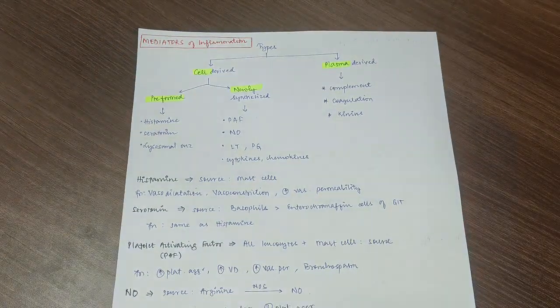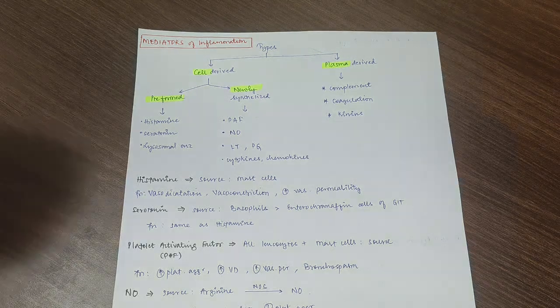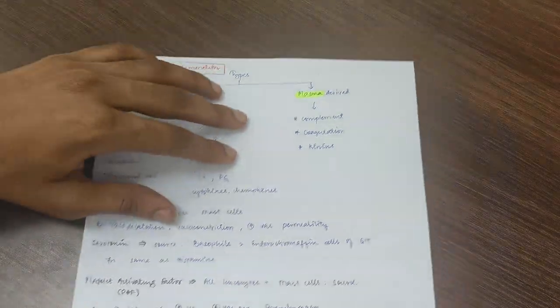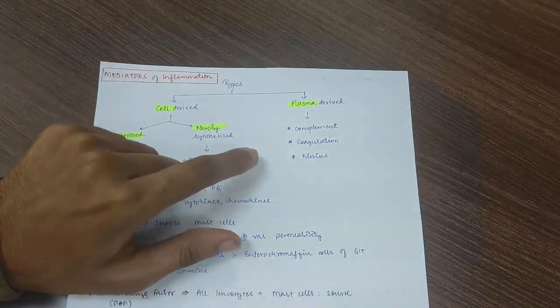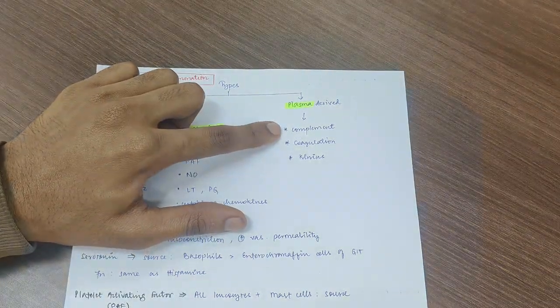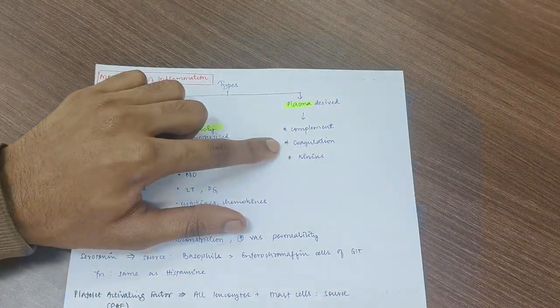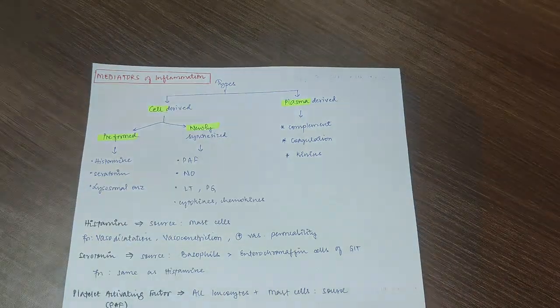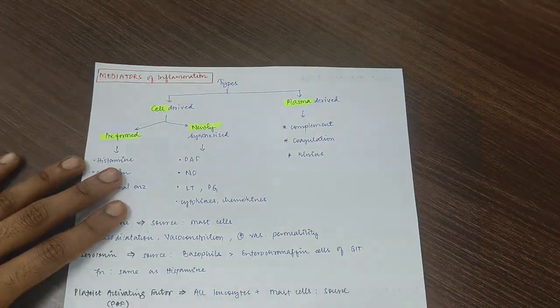Coming to each description, before that, we'll tell about the plasma-derived mediators. Plasma-derived are complement activated system, coagulation cascade, and kinins. These are the three things we're going to tell about mediators of inflammation.